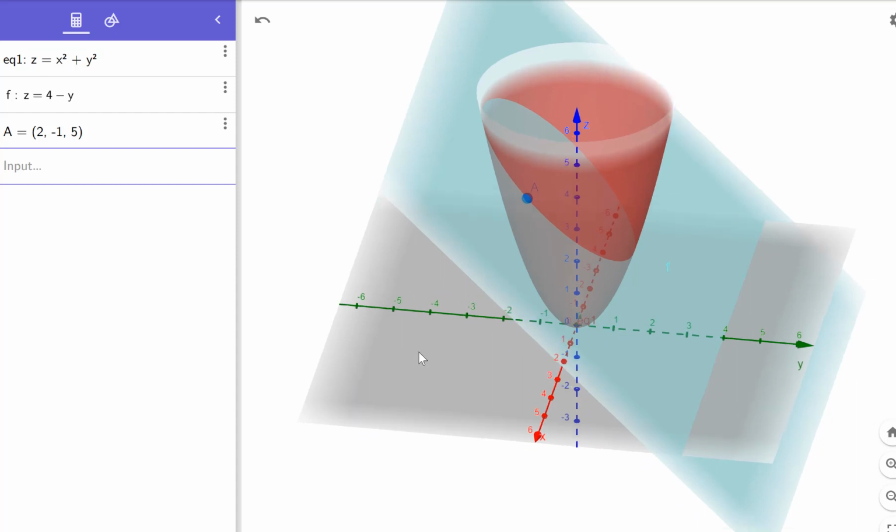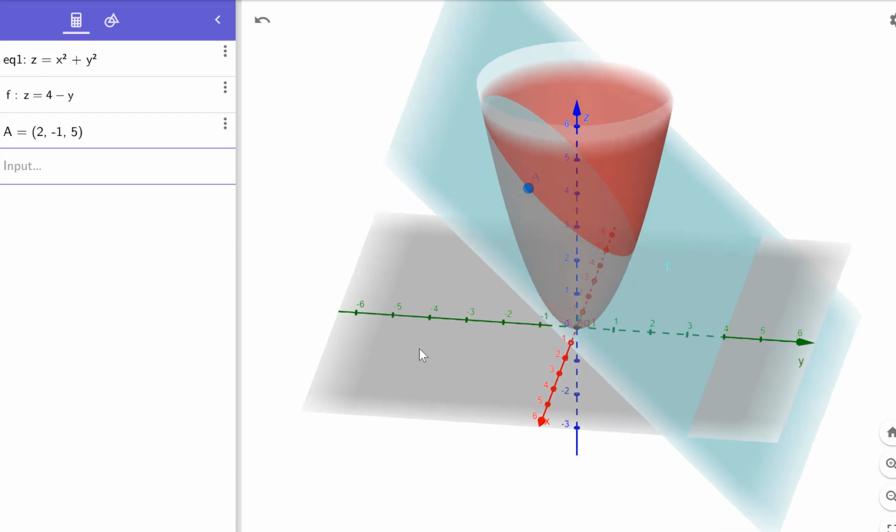Here's what I know. I know the line tangent to that ellipse lies in the tangent plane to that ellipsoid at that point and in the given plane that it's intersecting with. That means the direction vector for that tangent line must be orthogonal to both the gradient of the paraboloid and the gradient for the plane. So in order to find the direction vector for the line, that's what we're going to do.